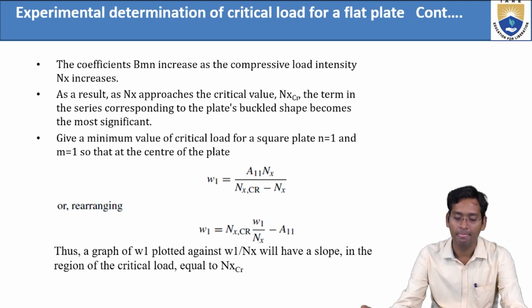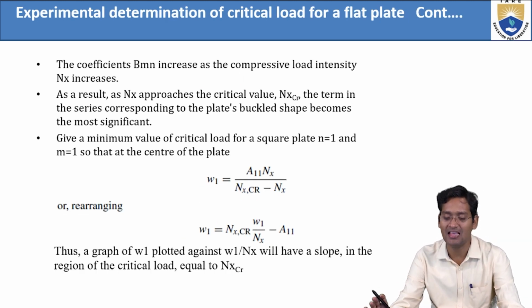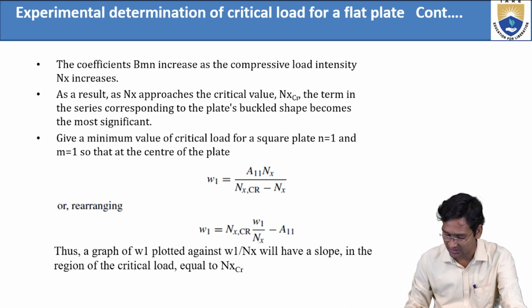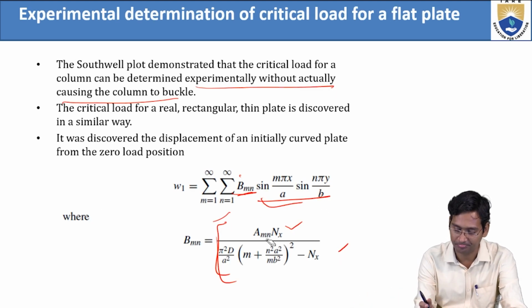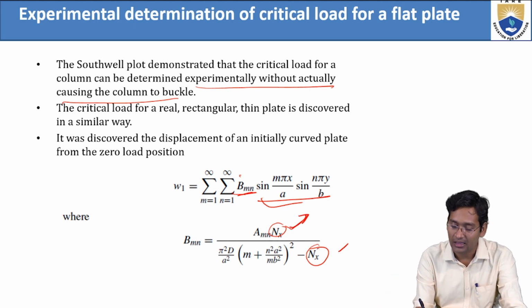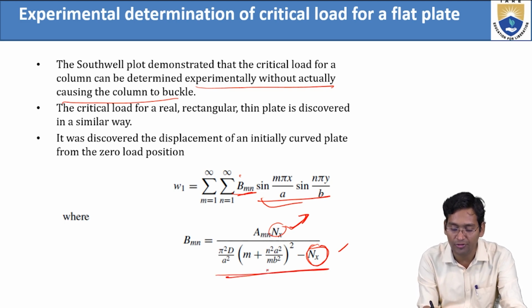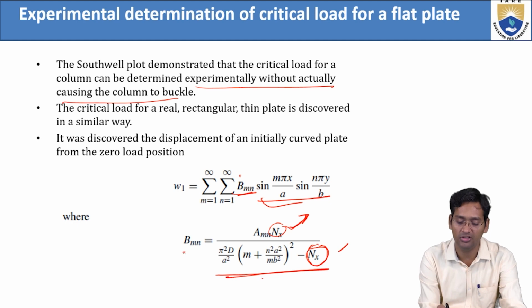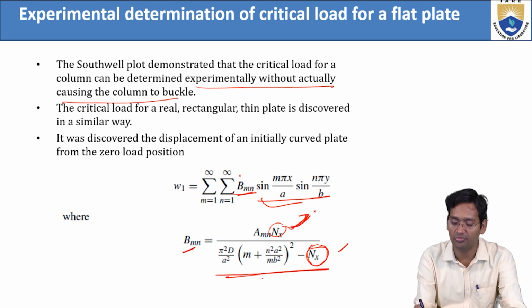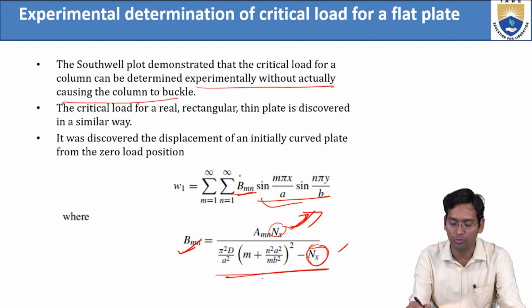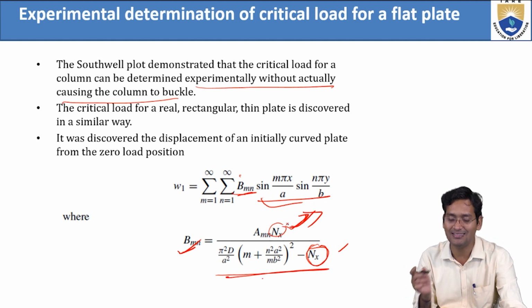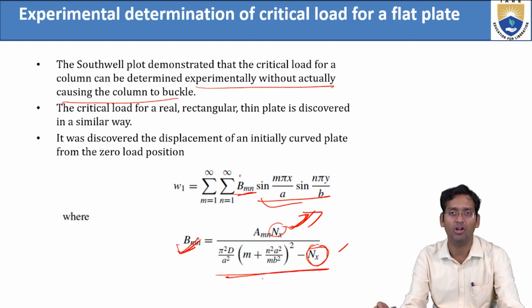The coefficient B_mn increases as the compressive load intensity N_x increases. Just see here: N_x is in the numerator and N_x is also in the denominator. If N_x increases, the numerator increases, and the denominator becomes smaller, and if the denominator is smaller, the value increases. So in both ways, if N_x is increasing, B_mn will also increase.